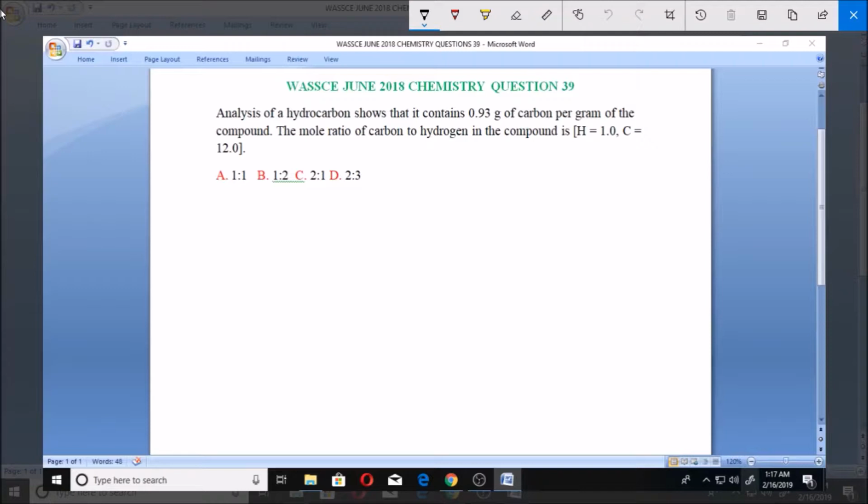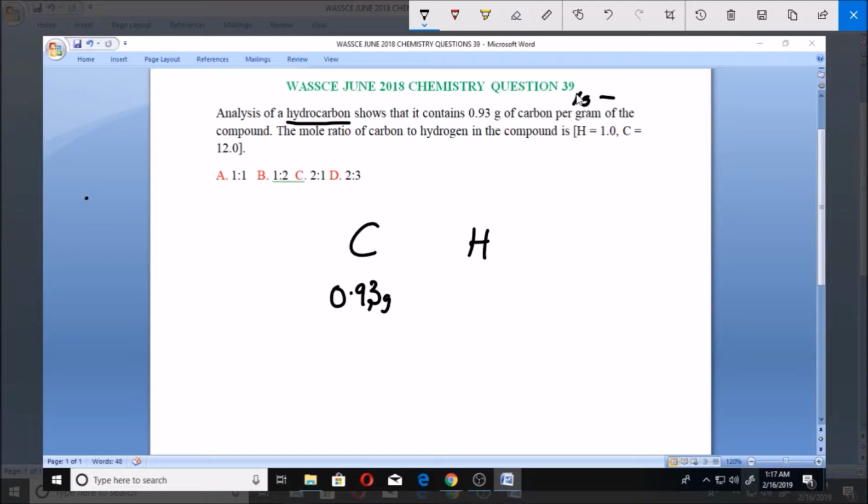Now, how do we go about this? Let's pick this one by one. We say that the analysis of a hydrocarbon, whenever you hear the word hydrocarbon, it simply means that you're talking about hydrogen and carbon. Now, the analysis shows that it contains 0.93 gram of carbon per gram. Whenever you hear per gram, it simply means per 1 gram. So 1 gram of the compound.